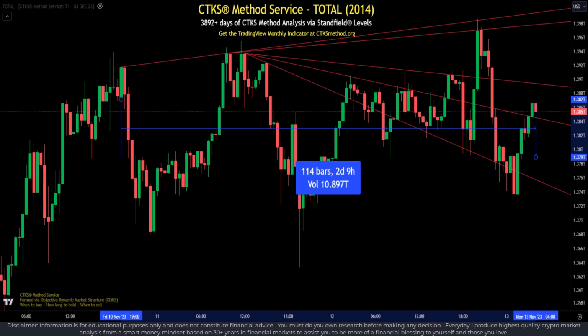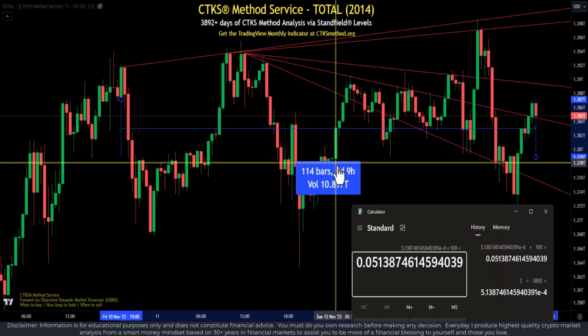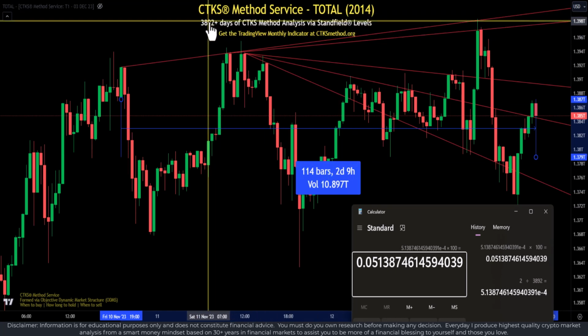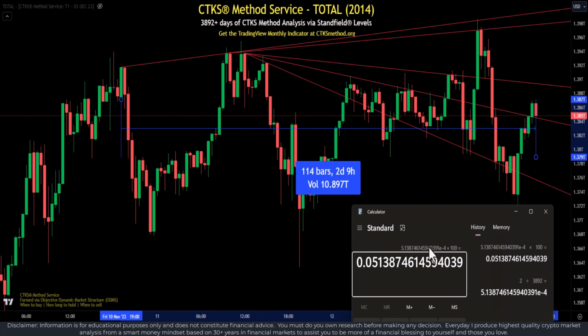I'll explain. These lines have been drawn over 2 days and 9 hours. To explain how dangerous these lines are, I'm just going to employ a little bit of math, but it's really simple. If we take 2 divided by 3892, because total crypto market cap has been trading for more than 3,892 days, we divide one into the other. We get a number, multiply it by 100, get it to a percentage. You can see that this is 0.05 of 1%.